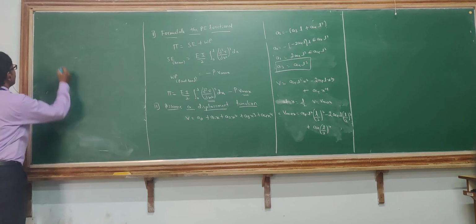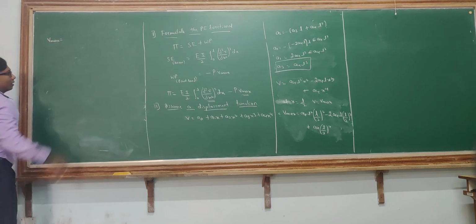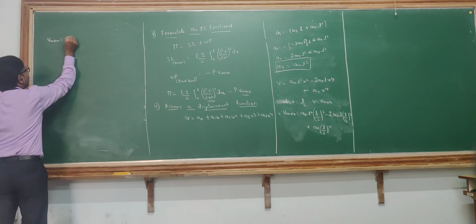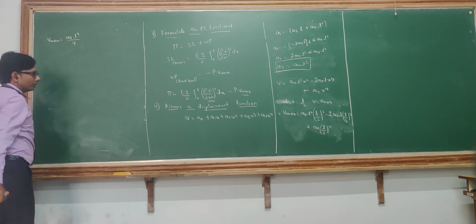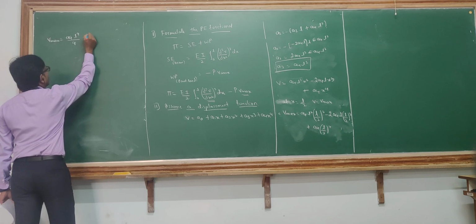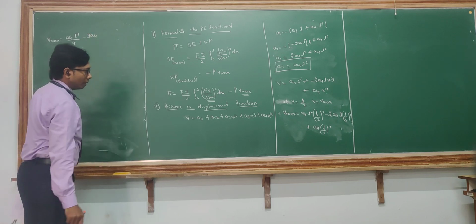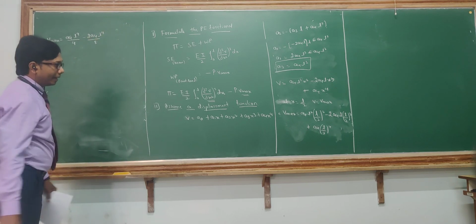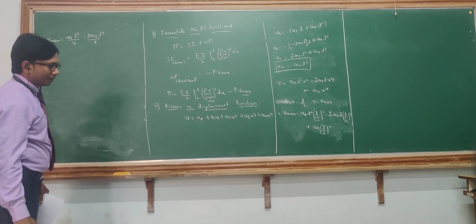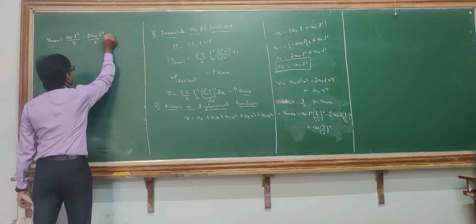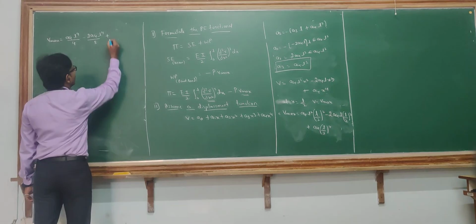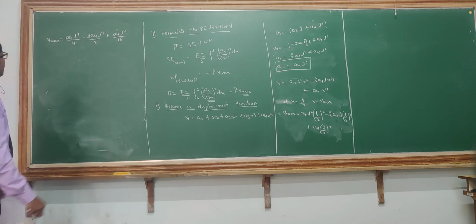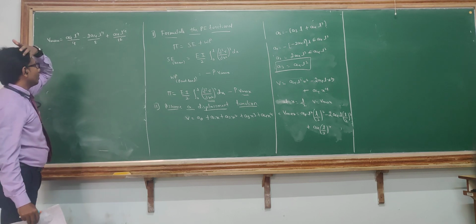So what will we get for V max? V max is A4 L raised to 4 divided by 4, minus 2A4 L raised to 4 divided by 8, plus A4 L raised to 4 divided by 16. So these are the fractional terms which we have got.